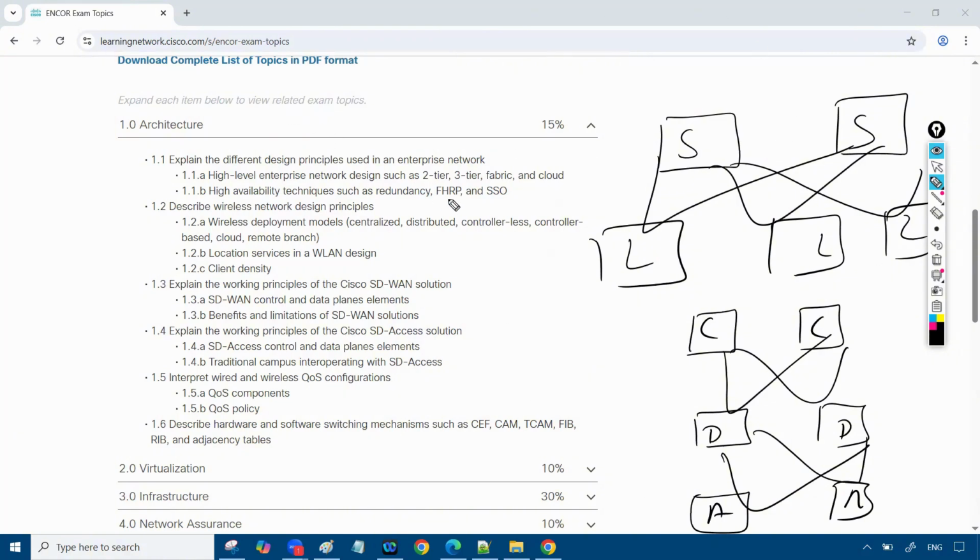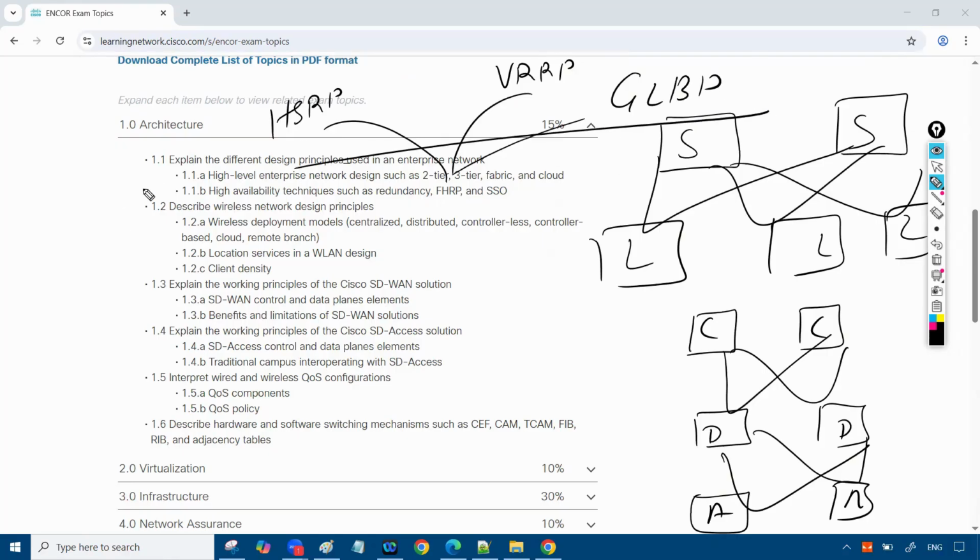Then we have high availability like FHRP and SSO. FHRP is going to give you three flavors: HSRP, VRRP, and GLBP as well. Once you have done this part, then you have some part of the wireless, like how you can connect the AP, how you can manage the AP, and how you can manage the wireless devices as well.